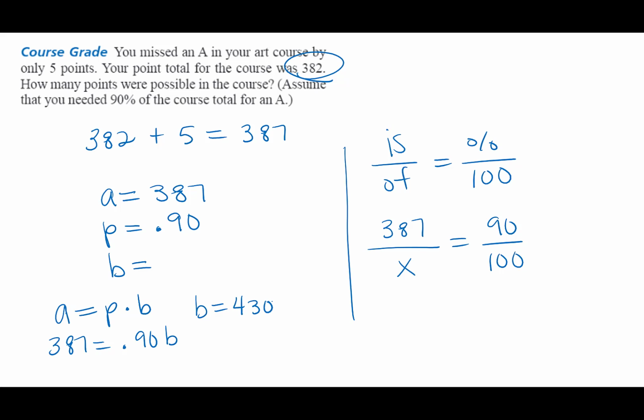And let me show you over here how it would work out the same exact way. We would cross multiply to get 90x equals 38,700. Divide both sides by 90. Can you see how it's similar to the other method? Right here at this step when we're dividing both sides by the 90 to get 430 total points. Either method is fine. I don't mean to confuse you. You just need to pick a method and stick with it.